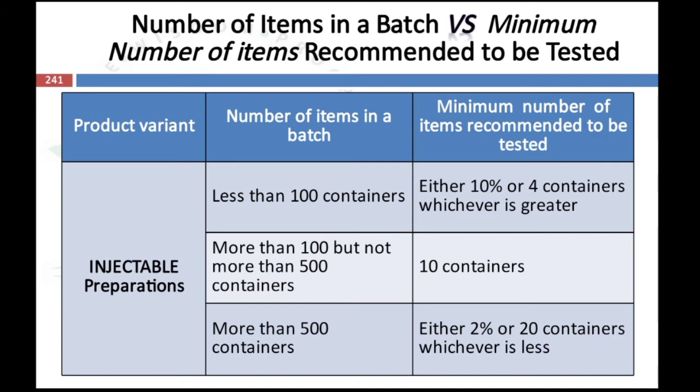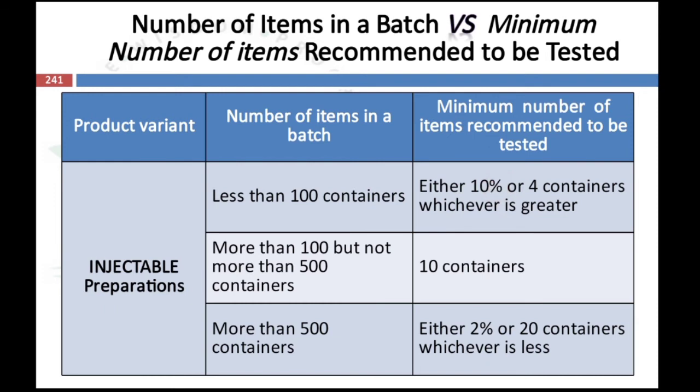Suppose a batch consists of less than 100 containers. We have to take either 10% or 4 containers, whichever is greater. Suppose a batch consists of 50 containers. We have to take 10% of the 50 or 4 containers. 10% of the 50 is 5, or 4 containers, whichever is greater. 5 is greater than 4, so we have to take 5 containers for sterility testing.